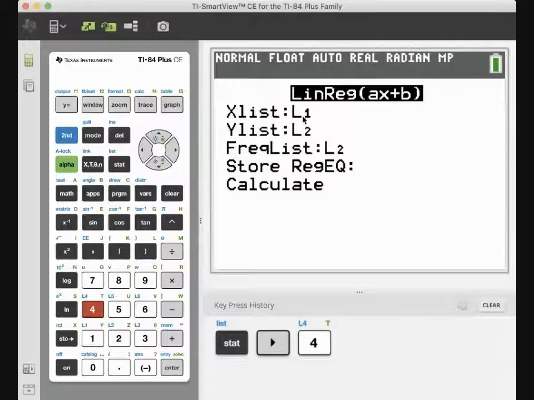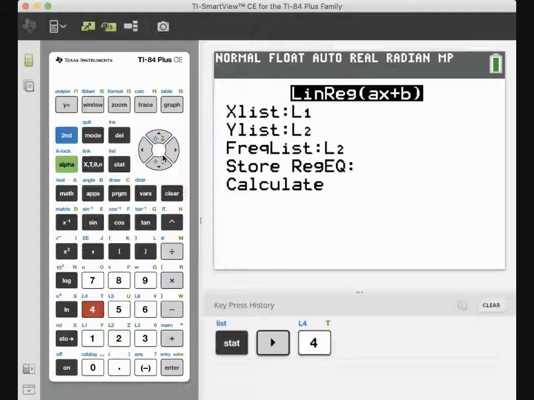Here, our X list should be the year since 2006. Our Y list should be new cases. However, we don't need a frequency list, so we're going to clear that. And now we're going to calculate. You could store your regression equation. It's not necessary, but you could do so.